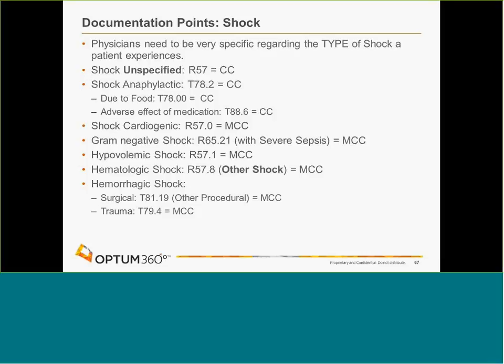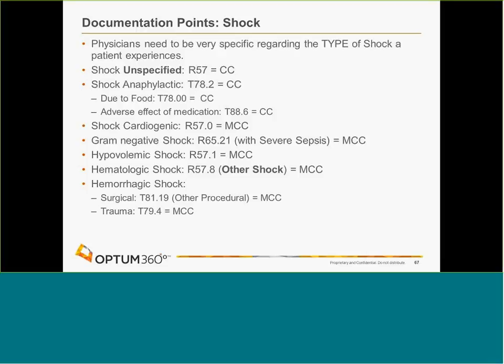It could be due to food or an adverse effect of medications. Those are just moderately ill patients. Cardiogenic shock is a severely ill patient, as you can see. Gram-negative shock and severe sepsis is a severely ill patient. Hypovolemic shock is a severely ill patient. And hematological shock, that would also be where other would default to, but that could also be things like transfusion reactions, those other sorts of complex shocks. Again, we know what caused it, but there's not a separate category for it, so it goes to other.